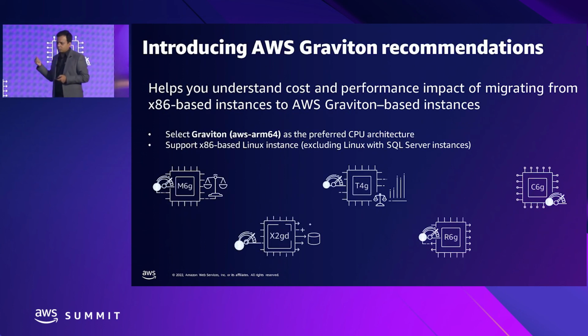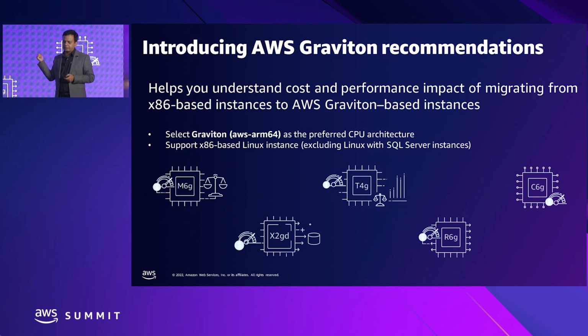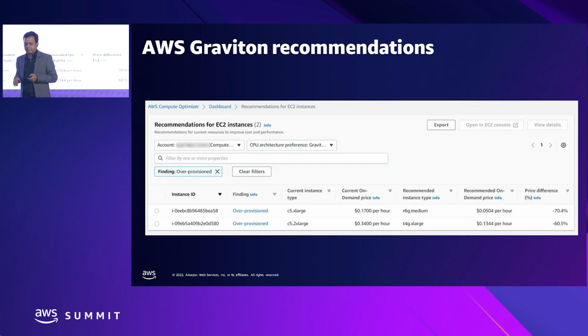So this is the first one. It gives recommendations based on if you want to move out of your x86 platform, want to go over to the Graviton processor-based architecture for Linux workloads. It can give recommendations for the right kind of Graviton processor instances.